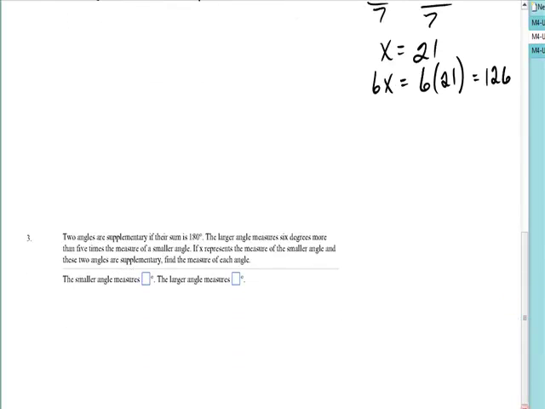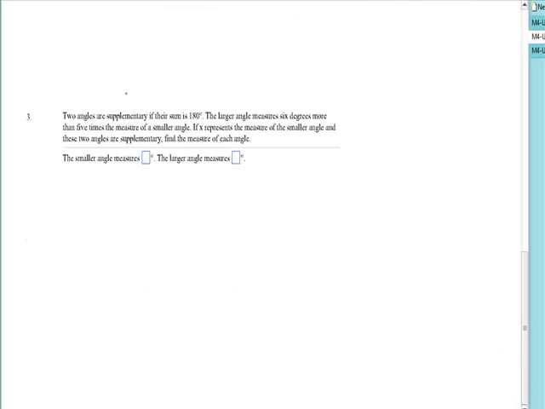All right, last one on this page. It says two angles are supplementary if their sum is 180. Okay, believe it or not, that's a fact. The larger angle measures 6 degrees more than 5 times the measure of the small angle. If x represents the measure of the smaller angle, and these are supplementary, find the measure of each.